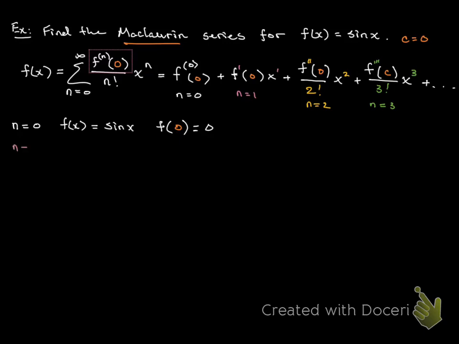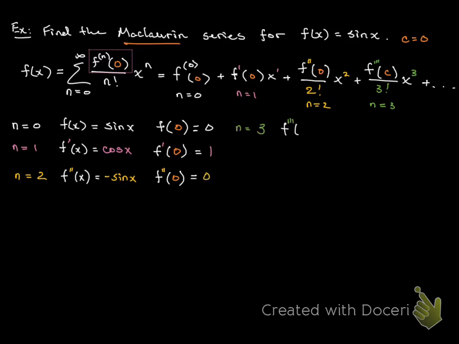When n is 1, I take the first derivative of sine of x, that's cosine of x, evaluated at 0, and that's 1. When n is 2, I take the second derivative, that's minus sine of x, evaluated at 0 is 0. Okay? When n is 3, I take the third derivative. Derivative of minus sine is a minus cosine. Evaluated at 0 is a negative 1.